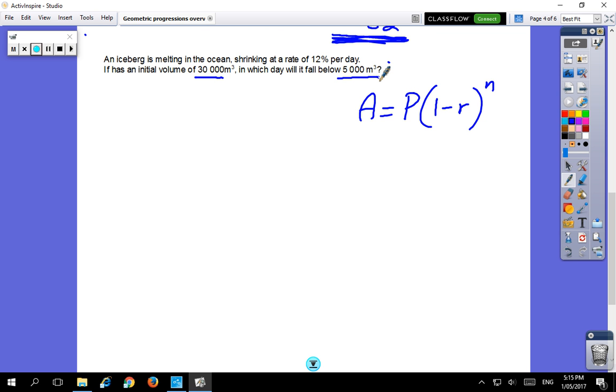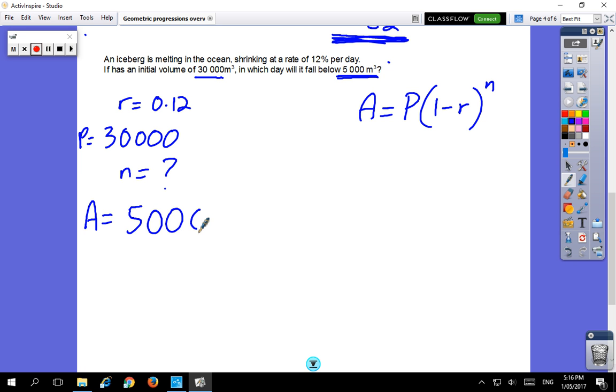So what do we have so far? We've got the rate of 0.12. We've got the initial volume, which is P. What we don't have is the n value. We don't know what that is. But we are given this 5,000. That's actually the amount that we would usually find just by plugging and playing. So this time we can't plug and play. We have to rearrange.